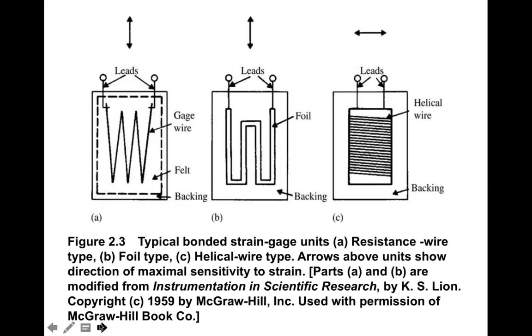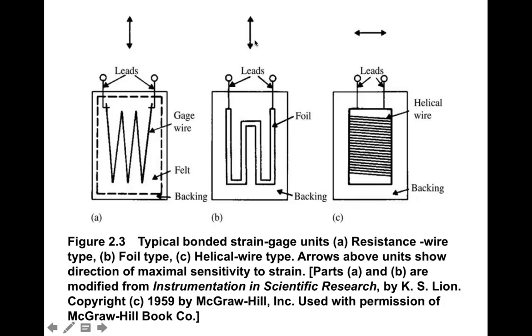So these are just some figures of some typical strain gauge units. These are referred to as bonded units because in this case the gauge is actually bonded to a backing, and so the backing moves and then that makes the wire move. And there are 3 different examples here of different geometries that are commonly used. Your geometry is sensitive to the direction in which you expect the strain.